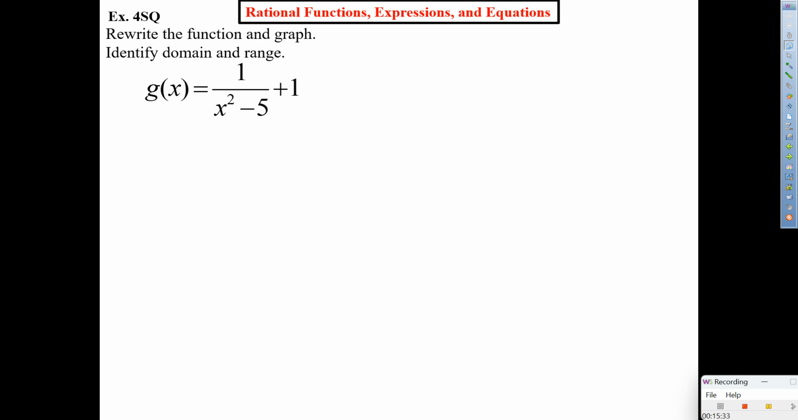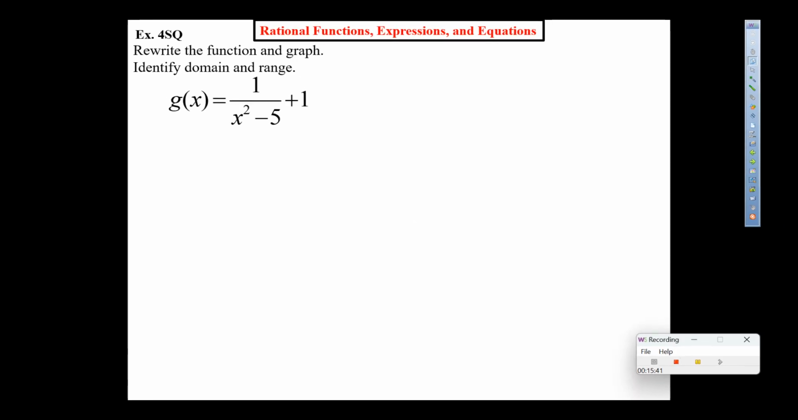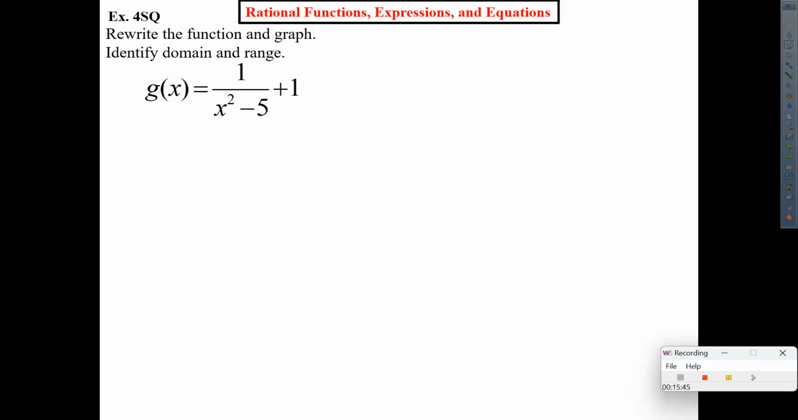Very good. Thank you for sending that in. However, look at this one. Oh, my goodness. Let's do this one together. All right, here we go. Copy that one. Example 4, super Q.